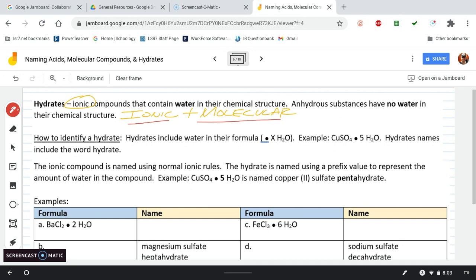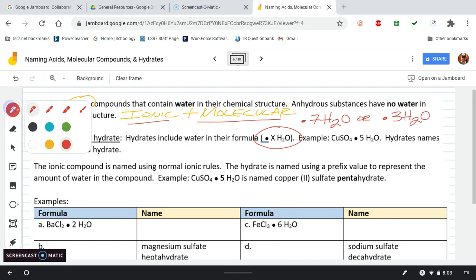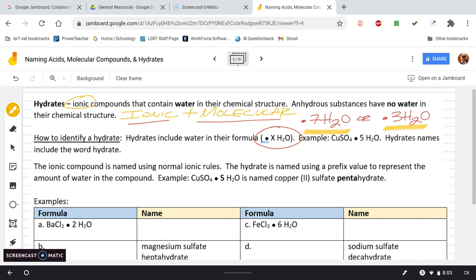Well, they're either going to have this in their formula, a dot and a number and water. So like dot 7H2O or dot 3H2O. So they're going to have something like that in their formula. So a dot and a water after it. Okay. Or they're going to just literally say the word hydrate. And so it's like, oh, it says acid, it's an acid. It says hydrate, it's a hydrate.